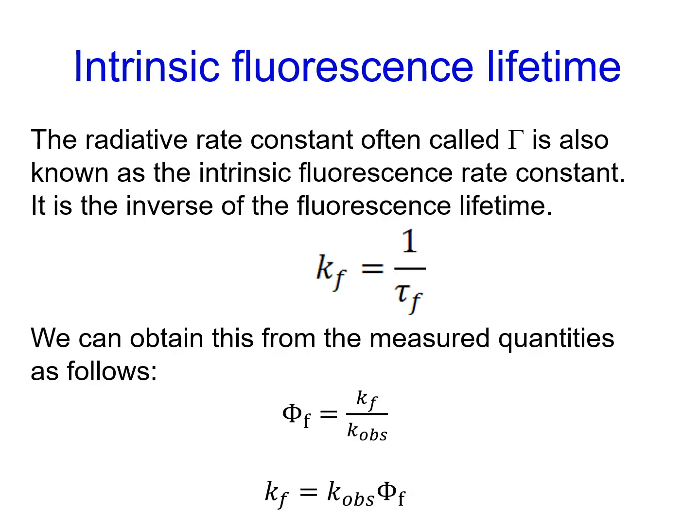The radiative rate constant is also known as the intrinsic fluorescence rate constant. We can obtain the intrinsic rate constant from the measured quantities as follows. The quantum yield phi is equal to Kf over K obs. Note that K obs is Kf plus Knr, and in this case, that's the total number of paths back to the ground state. There are only two. So it's a fraction that depends on how big Kf is relative to Knr. Then we can solve for Kf in terms of two things we can measure. Kf equals K obs, that's the observed rate constant, times phi f, the observed fluorescence quantum yield.